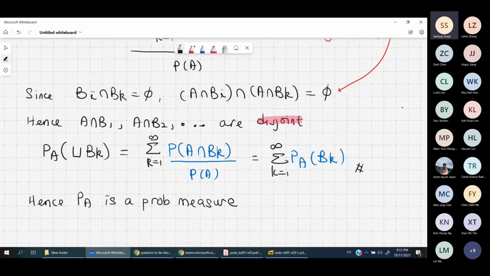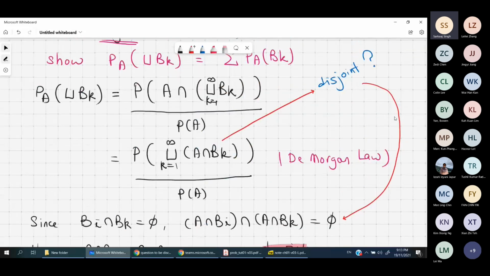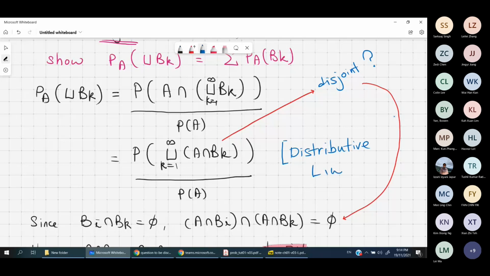How did you apply De Morgan's law? Sorry? How did you apply De Morgan's law? I don't understand how you went from there to there. Oh, sorry, I think this is not De Morgan's law. Sorry, it's not De Morgan's law. What do we call it? Distributive. I can't remember. Sorry. Yeah, sorry, it's not De Morgan's law. So this is a distributive law.